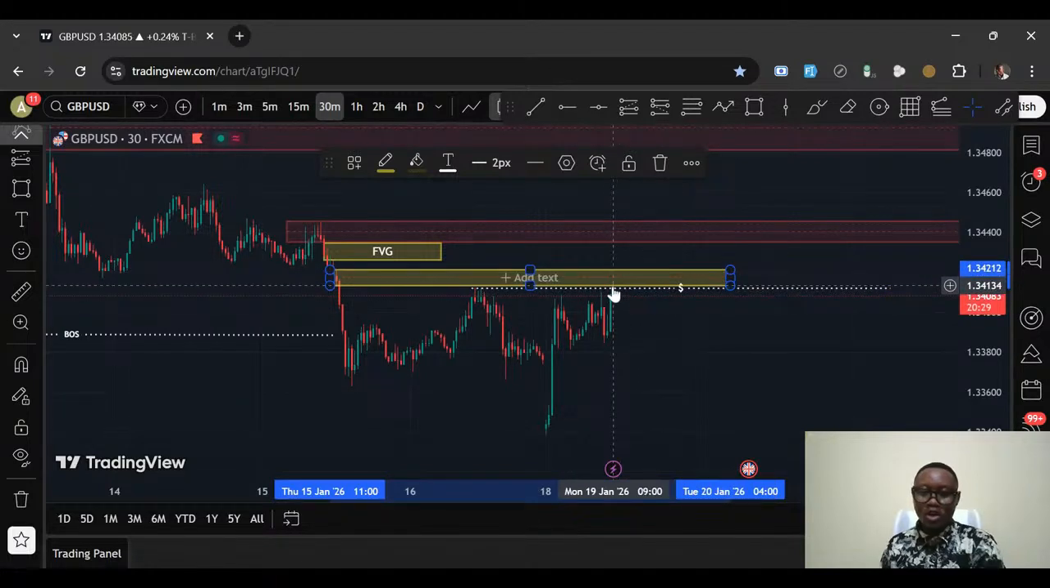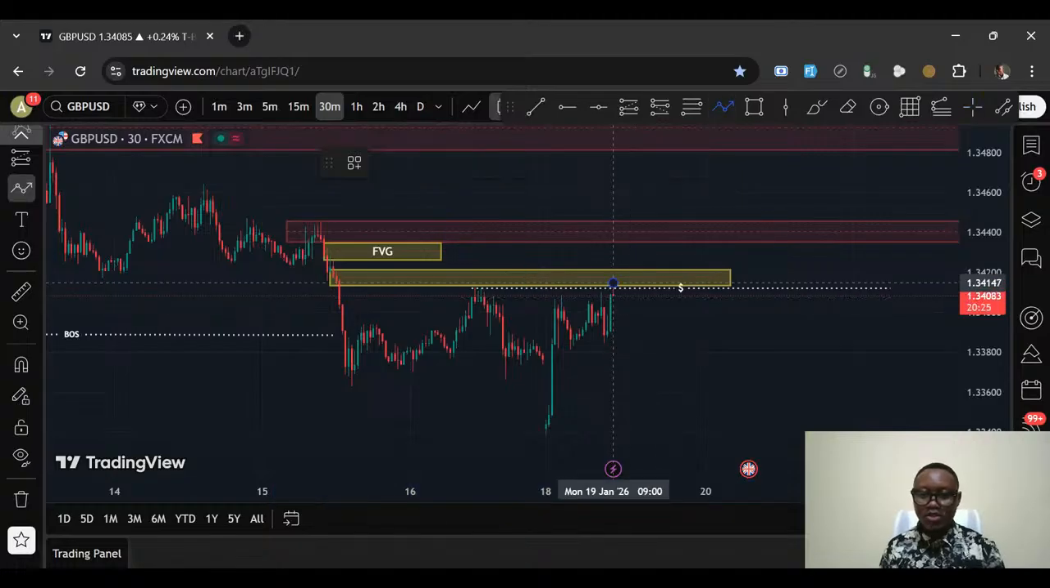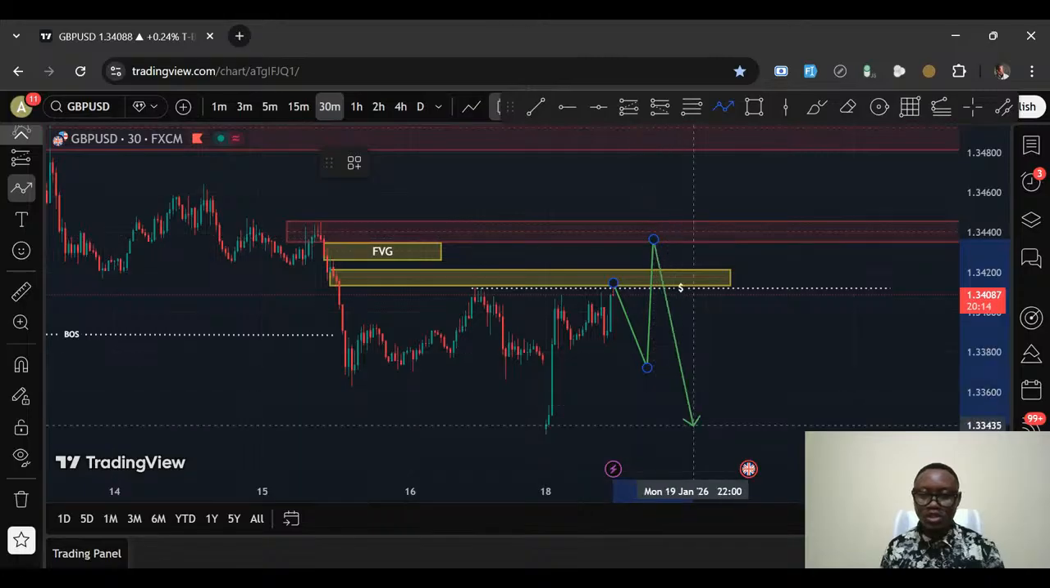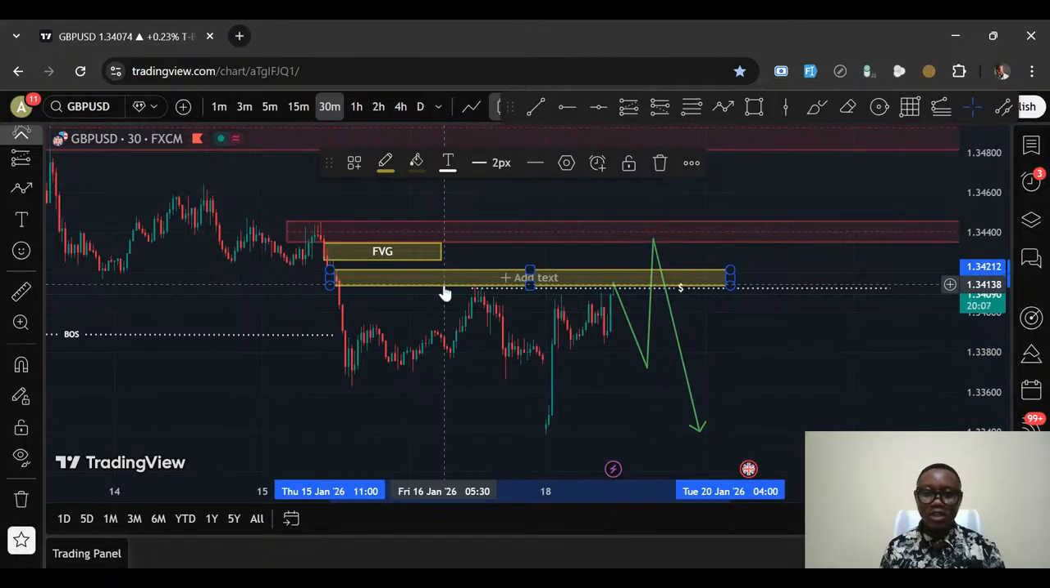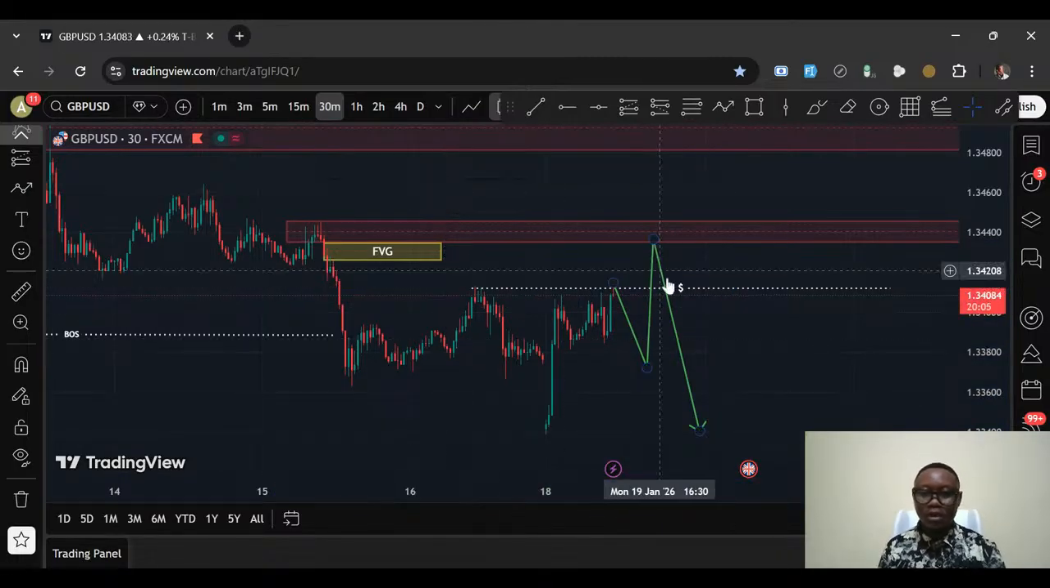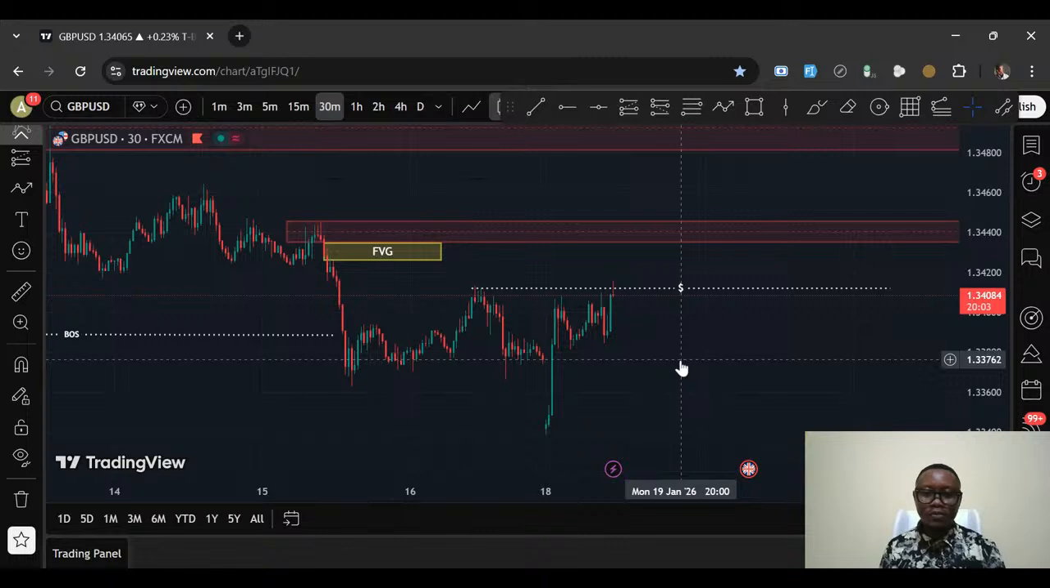But what I believe market is going to do is it will just create an inducement. Of course, price will go all the way like this, come back here to sweep available liquidity, then tap into the zone and give us this bearish move. Okay. So I'm not interested in this. I'll take it out. Take this guy out as well.